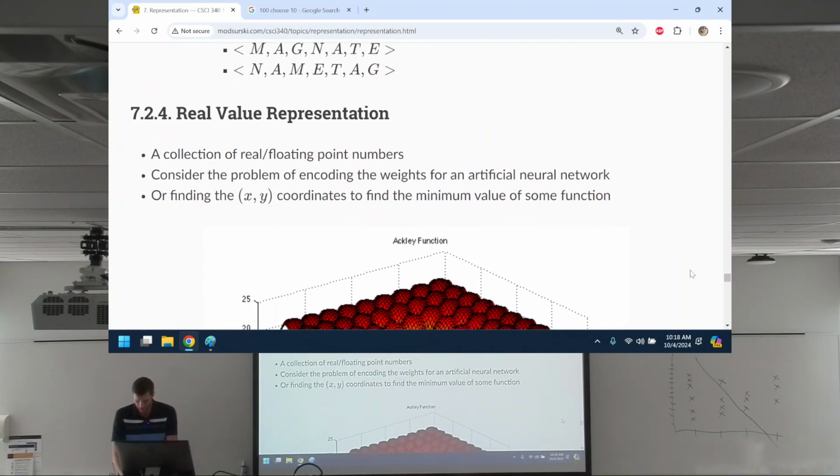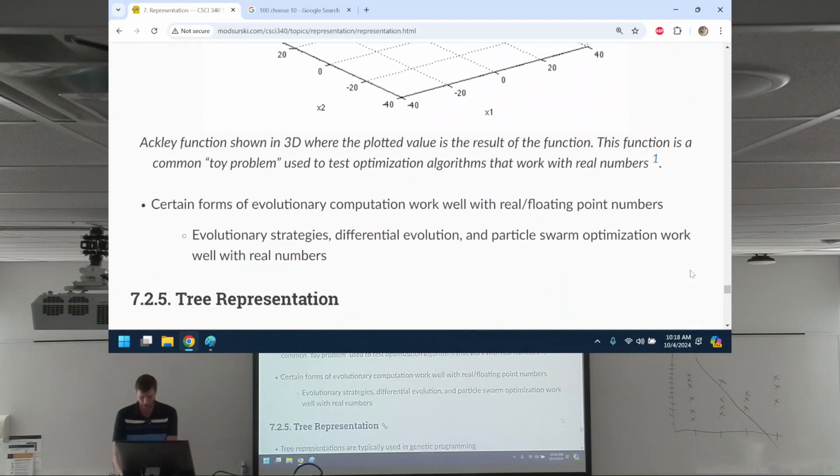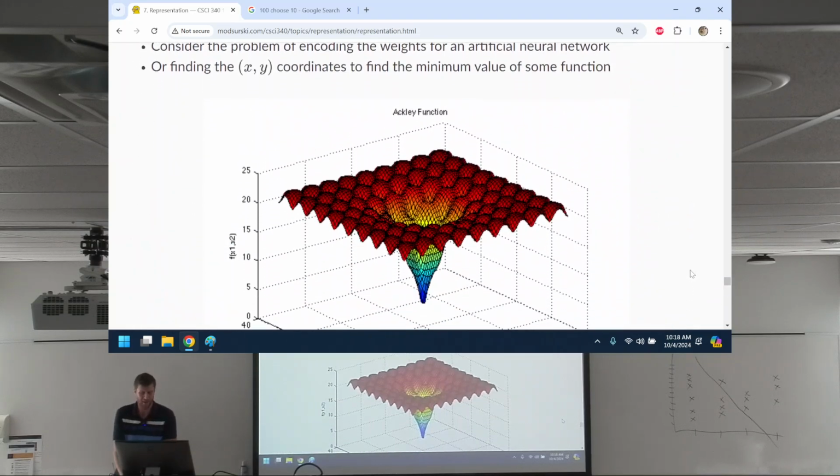Yeah. And then real number problems. These problems are hard.